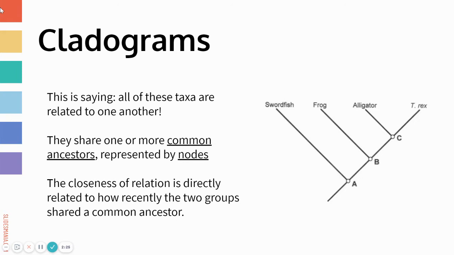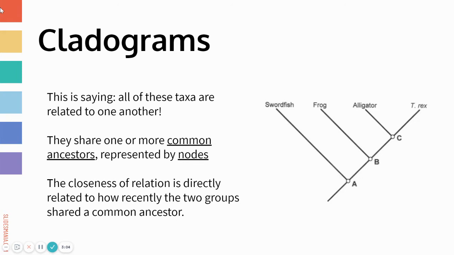So when you look at a cladogram like this, what we can see is that all of these organisms, and we can think of them as being species, we can think of them as being families, you can put different types of groups or taxa on the tips of the branches, but the point is that they're all related to one another. So swordfish, frogs, alligators, and T-Rex are all related. And we can see that at a certain point, either more recently or further back, they had common ancestors that they shared.